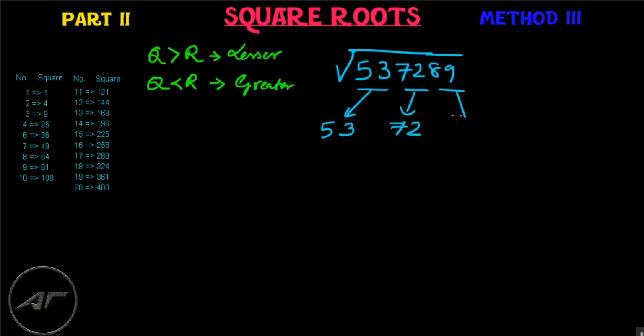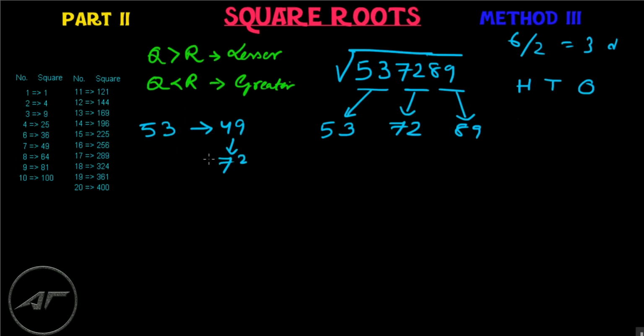72 and 89. As the number is of 6 digits, therefore the root will have 6 by 2, 3 digits, right? Therefore the root will have a hundreds place, a tens place and a ones place. In order to determine the digit at the hundreds place of the root, we compare this with the table of squares, where we can see that the perfect square nearest to 53 is 49, which is 7 square. Therefore we place 7 directly in the hundreds place of the root.